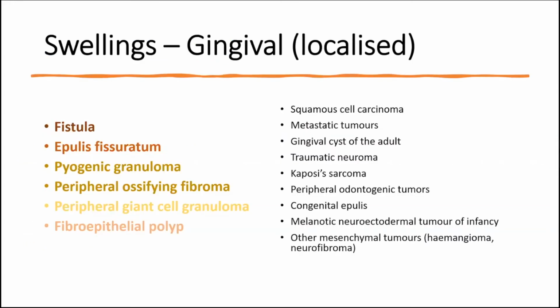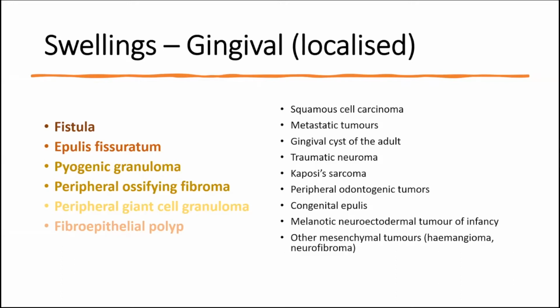So if we see a swelling of the gingiva and it's localized rather than generalized, so it's mostly singular, the most common one is a fistula, so a draining sinus, okay? Followed by epulis fissuratum. That is only for people that have dentures, because it cannot be caused without a denture. Followed by pyogenic granuloma, peripheral ossifying fibroma, peripheral giant cell granuloma, and fibroepithelial polyp.